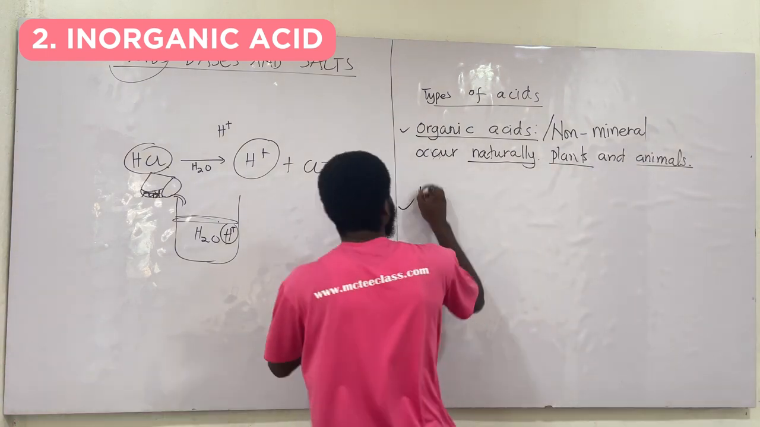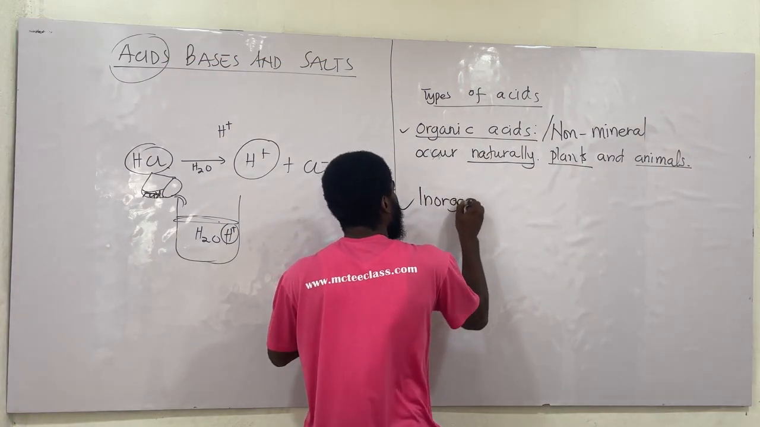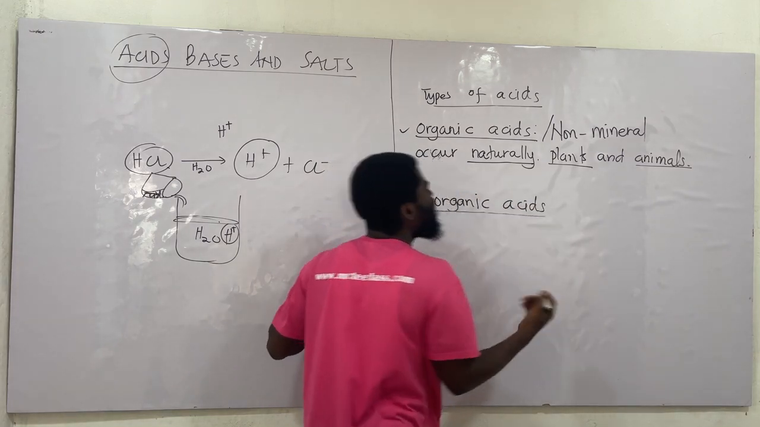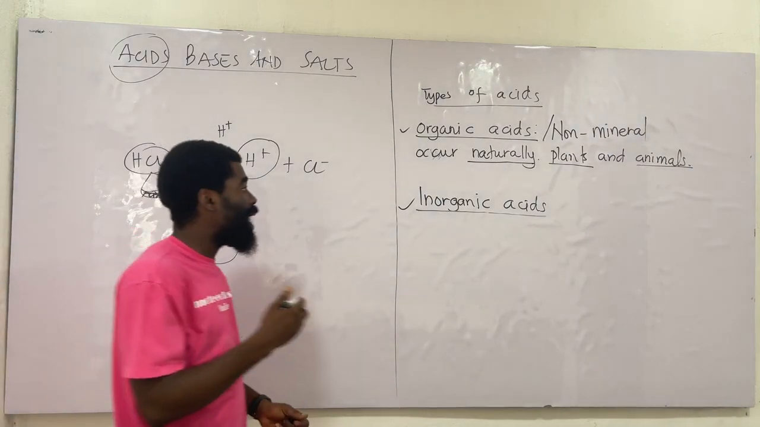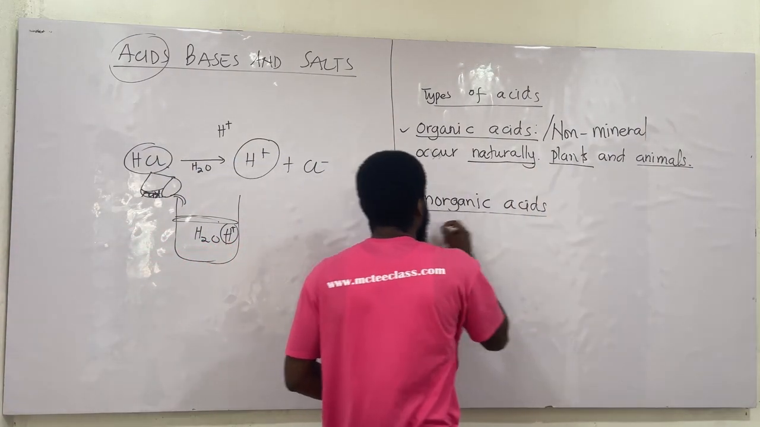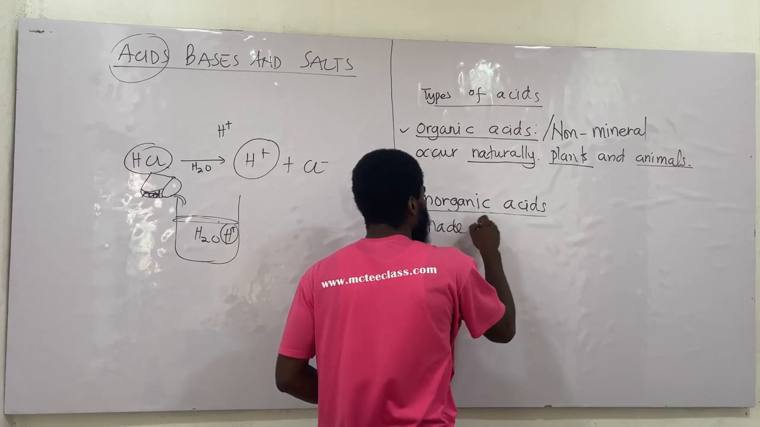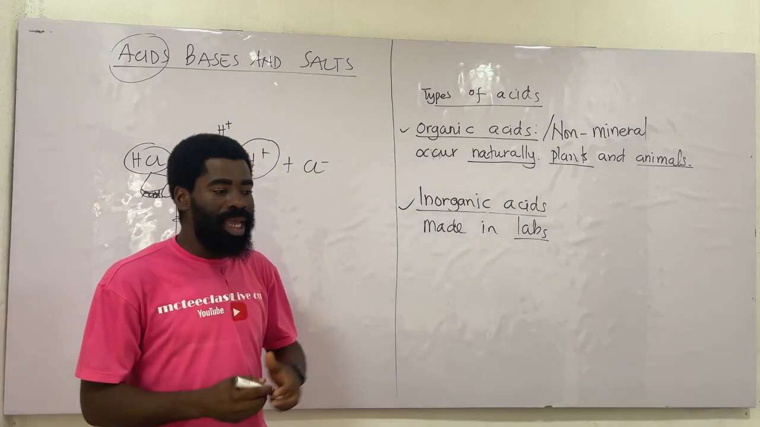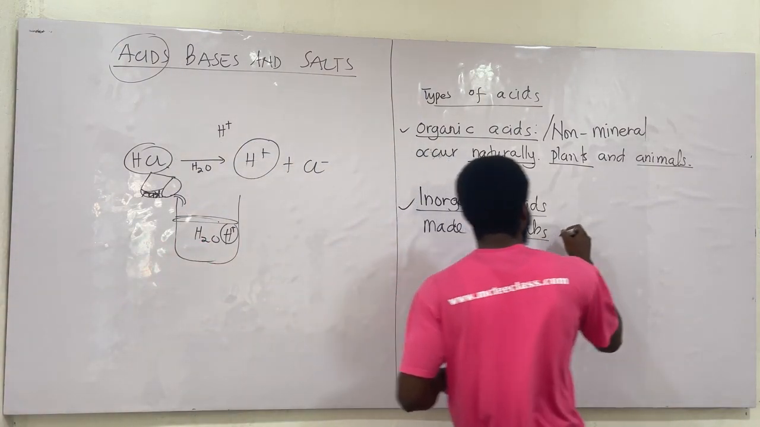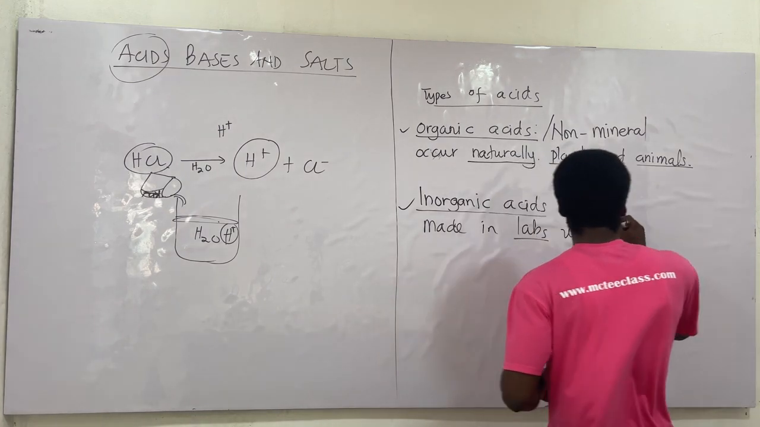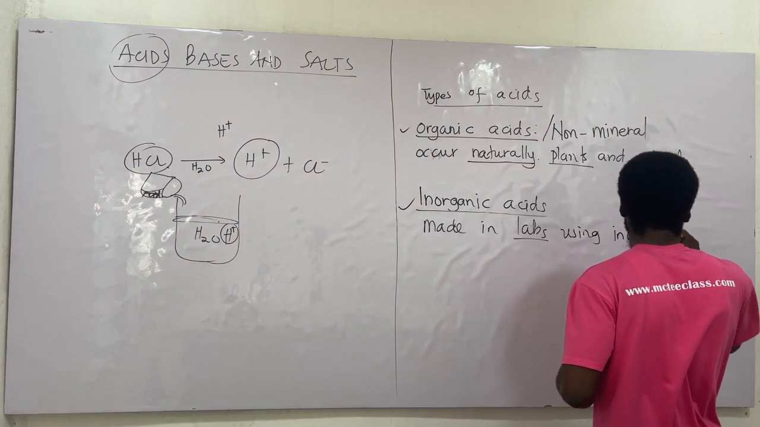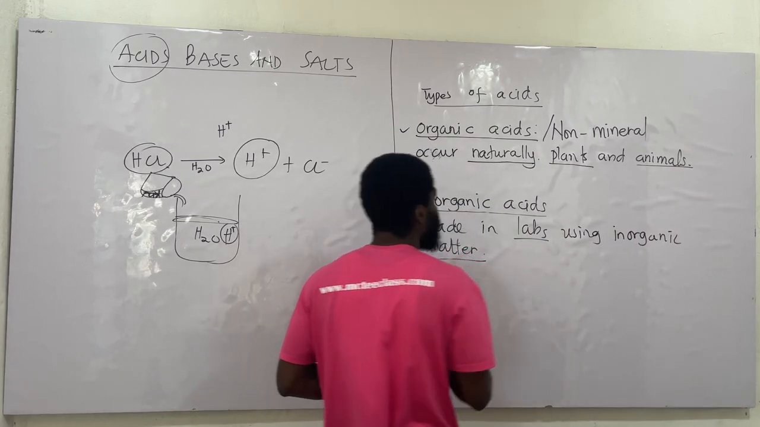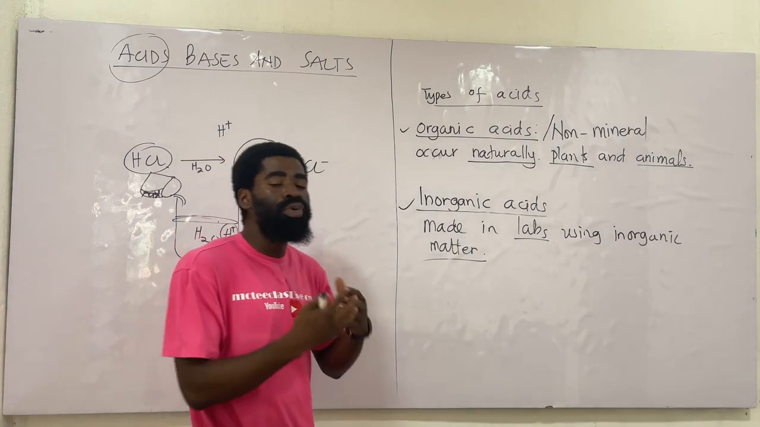So for inorganic acids, these acids are made in the lab. They don't occur naturally in plants and animals, but they are made in our labs. Scientists take inorganic substances, so they are made using inorganic matter or materials. So you go to the lab and scientists can produce acids.